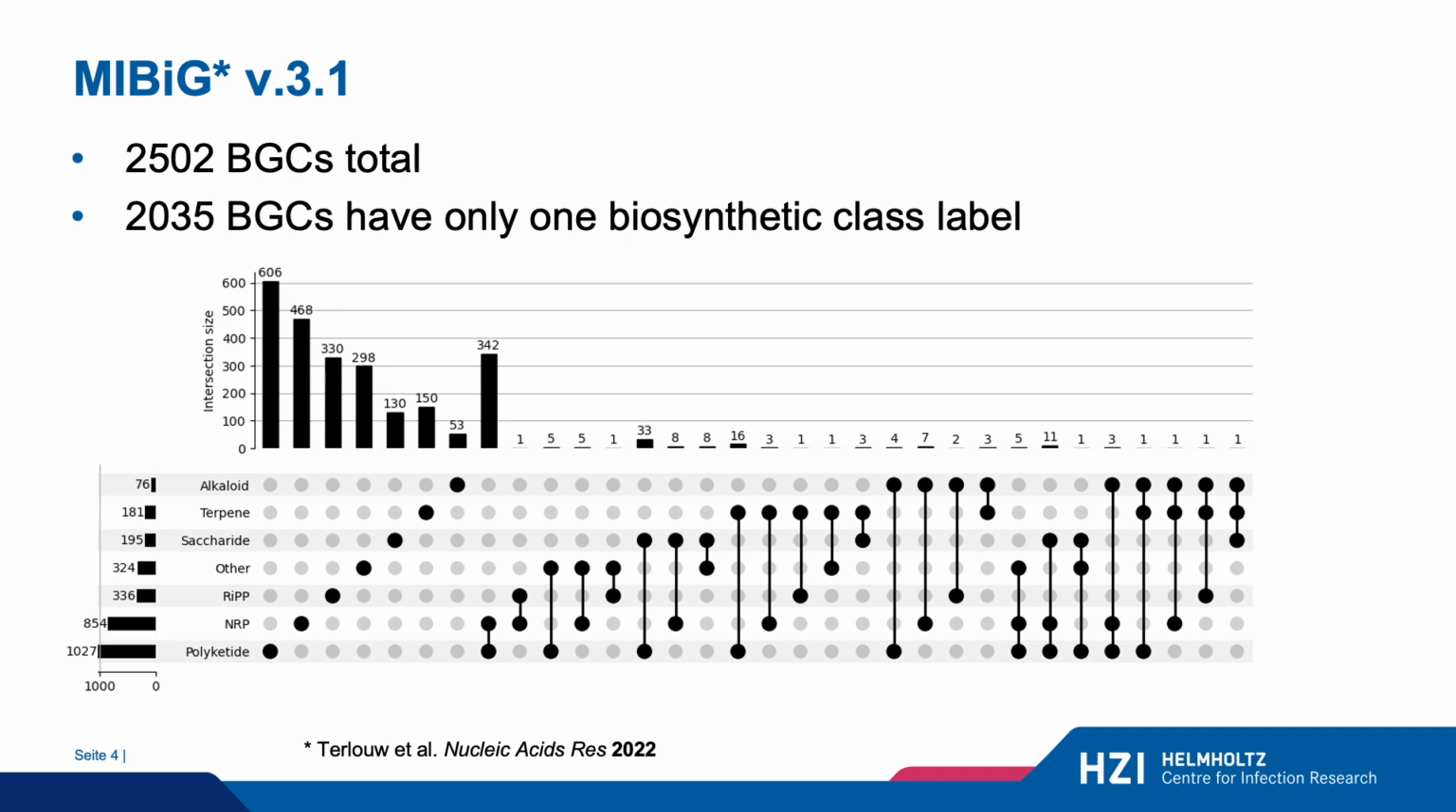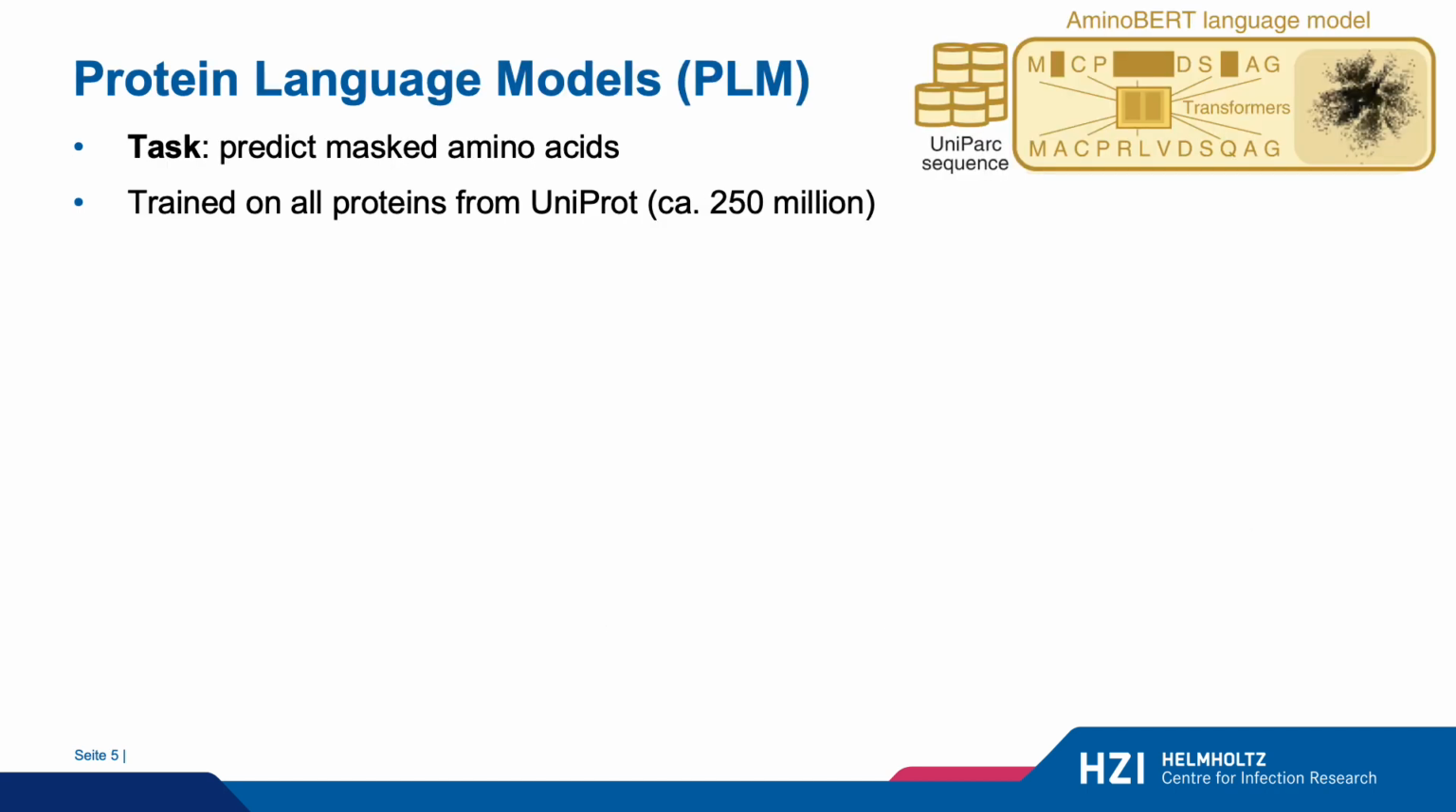The biggest publicly available dataset, which has rich annotations for BGCs and corresponding natural products, is called MIBiG. The version we currently use contains information on 2,500 biosynthetic gene clusters. As you can see in the UpSet plot, some of the BGCs are annotated with several different biosynthetic classes. We exclude them from further analysis, leaving 2,000 BGCs for experiments. The total number of samples is quite small, but we can still use deep learning here, and protein language models might help us.